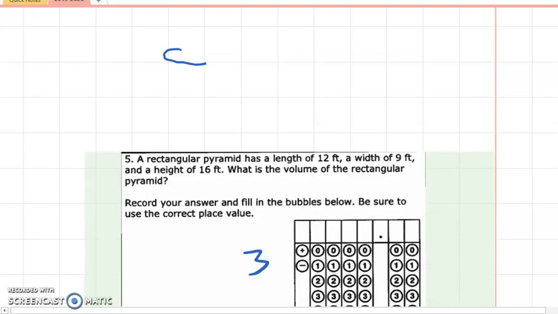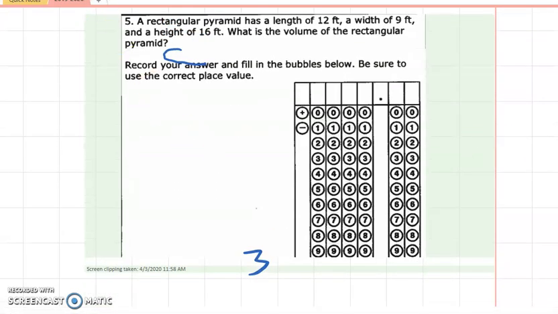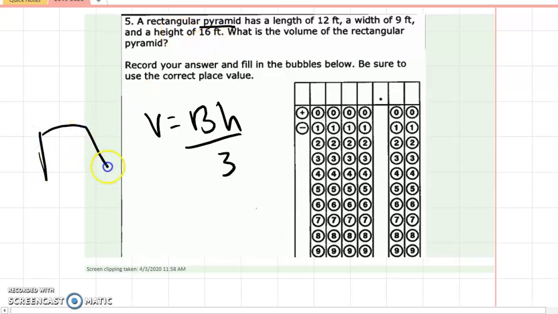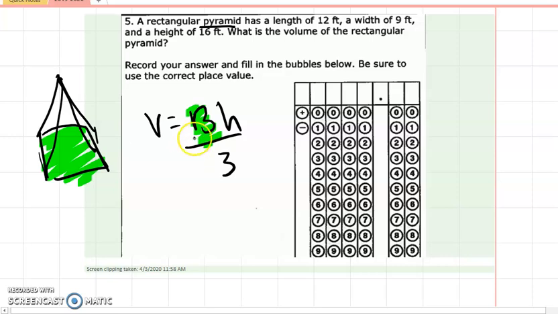Let's see. So number 5 there. All you're going to do is, it gives you a rectangular pyramid. That means that we have volume equals capital B times H divided by 3. The base is rectangular, so if I draw it, this is my capital B. And we know that in 6th grade we learned this as capital B as length and width times height.